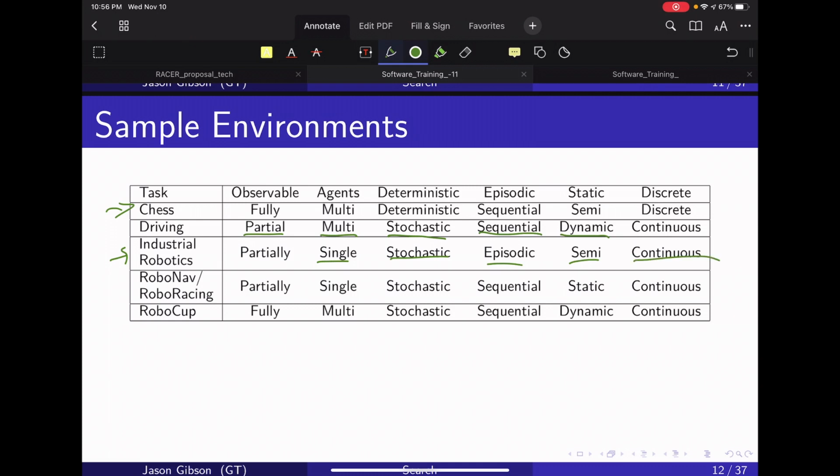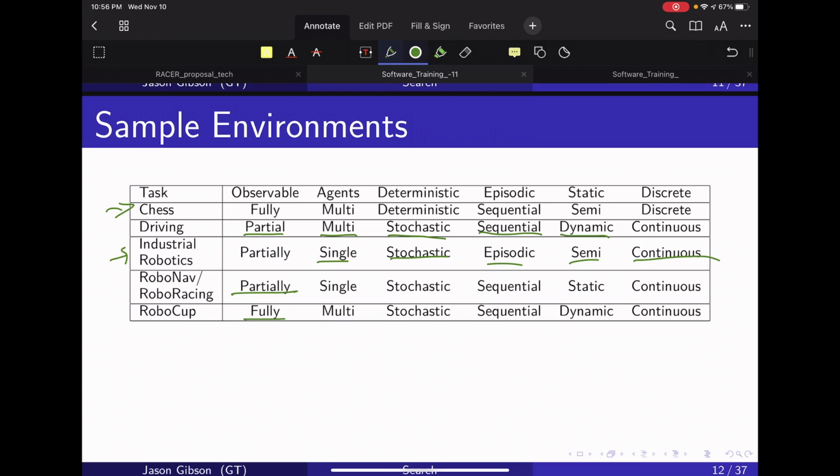And it's continuous. So the different teams have a little bit different definitions if we were talking about search. This is what I would say. So I would say that RoboNav and RoboRacing are partially observable, while RoboCup is fully observable. And this is really because RoboCup has that camera overhead of the field that gives you an absolute position on everyone in the field. Now there is a little bit of delay, and there's a couple of quibbles back and forth here, but I would say it's more fully observable than partially observable.